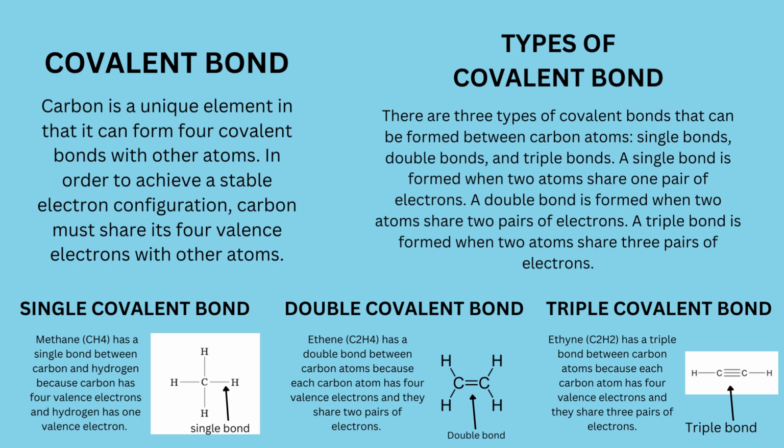Example: methane, CH4, has a single bond between carbon and hydrogen because carbon has 4 valence electrons and hydrogen has 1 valence electron. Ethene, C2H4, has a double bond between carbon atoms because each carbon atom has 4 valence electrons and they share 2 pairs of electrons. Ethyne, C2H2, has a triple bond between carbon atoms because each carbon atom has 4 valence electrons and they share 3 pairs of electrons.